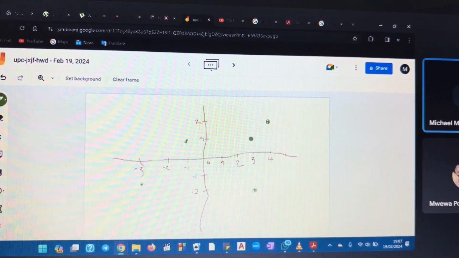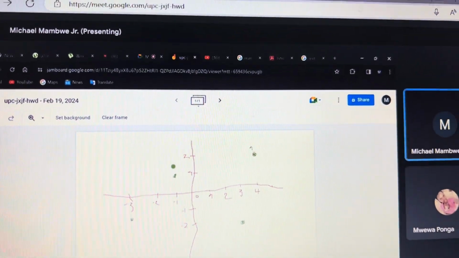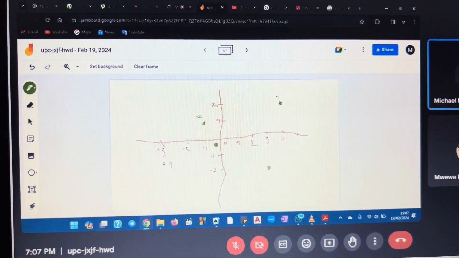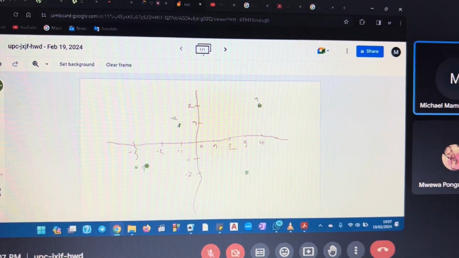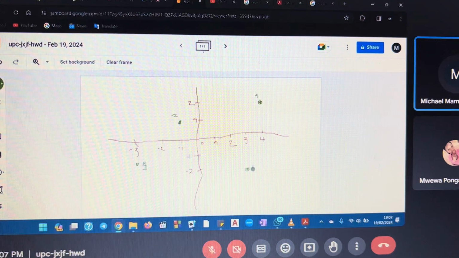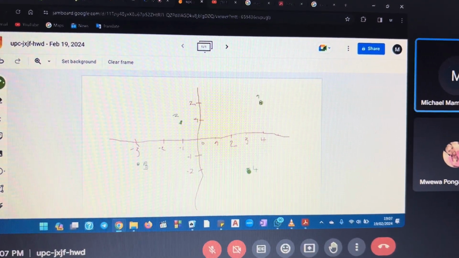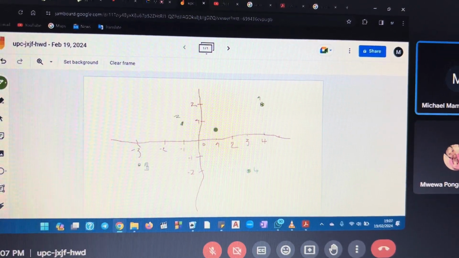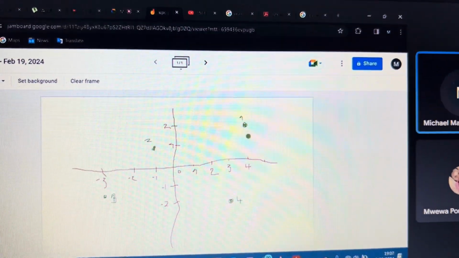So say this is point 1, this is point 2, this is point 3. Well, let me just use numbers. I won't be able to write letters. I wanted to use letters. So this is point 3 and this is point 4. So these points are occupying a certain position in space, and that position can be described using the x and y kind of reference.